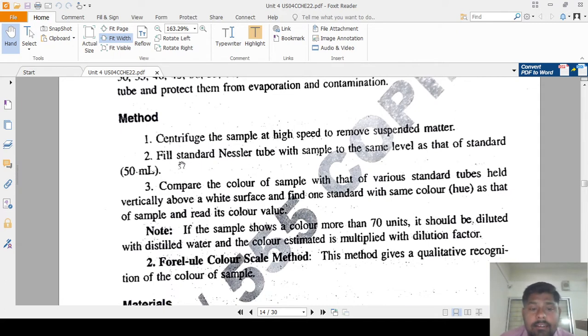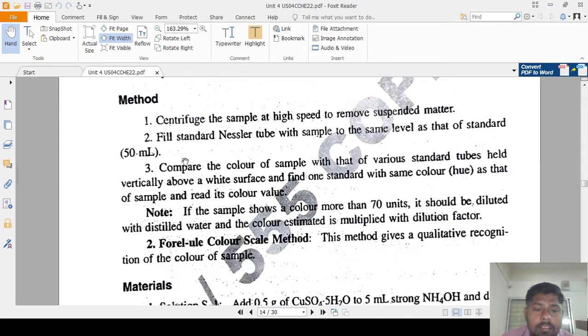Fill a standard Nessler tube with the sample to the same level as that of the standard. Here the water sample is filled in the Nessler tubes. Then compare the color of the sample. It is a simple method. Now what to do? Compare the color of that particular sample with those standards, that is 0 to 70.